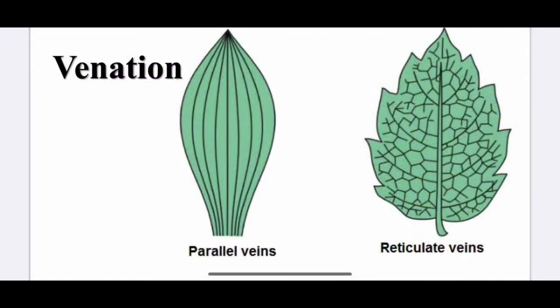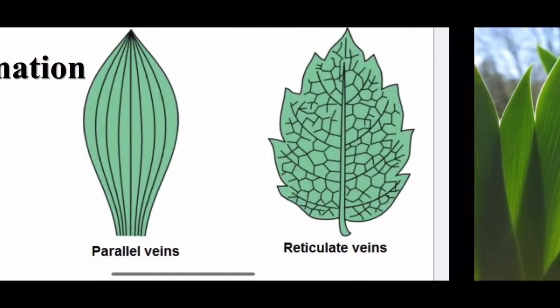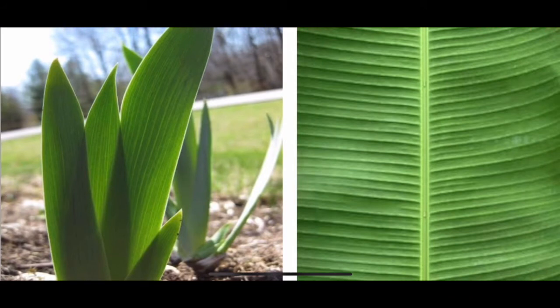Now we will learn about the venation of leaves. As you already know, all leaves have veins in them. The arrangement of veins in the leaf blade is called venation of leaves. There are two main types of venation: parallel venation and reticulate venation. In parallel venation, the veins in the leaves run parallel to each other. Parallel venation is of two types.